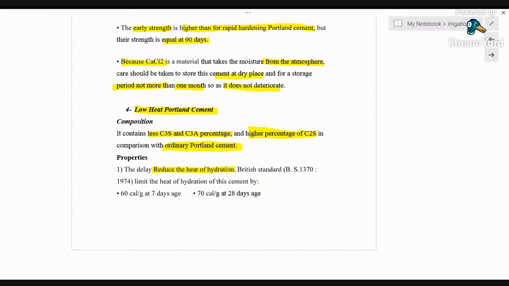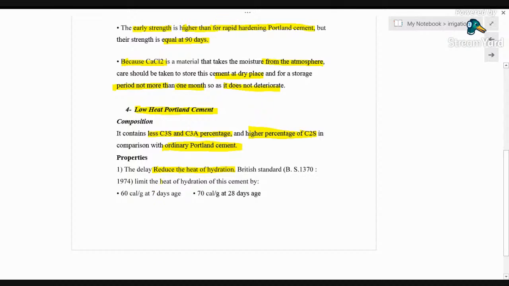The cracks will not be formed very quickly. If you design a dam, we cannot go for rapid maintenance or periodical repairs. Once we design the dam, it should last 100 years, 200 years, that is, its lifespan. So in the case of mass construction, generally we prefer low heat Portland cement.